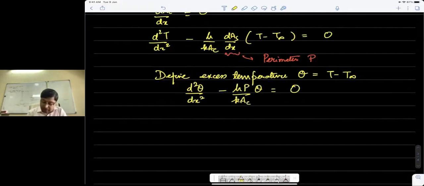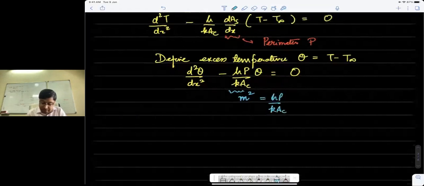And typically in heat transfer calculations, or even general physics, such equations are written in the form where this coefficient is written as some number square. So I'm going to say it as m square, equal to hP by kAc.